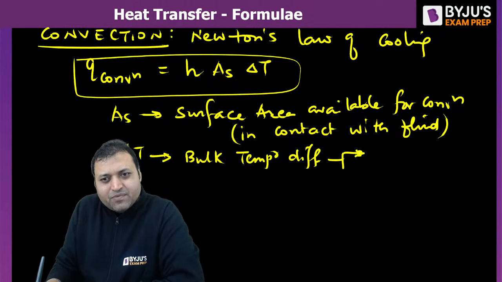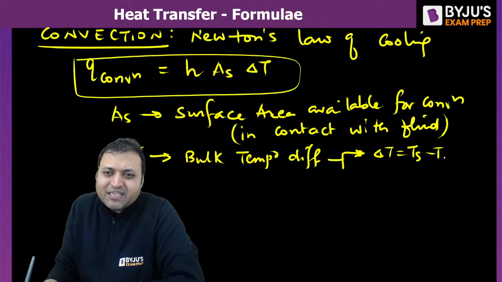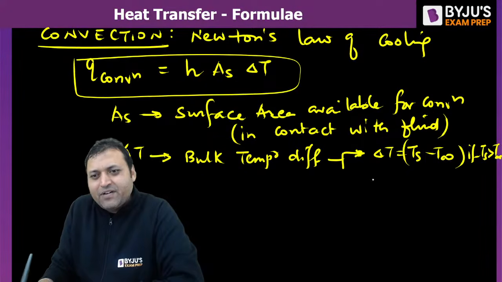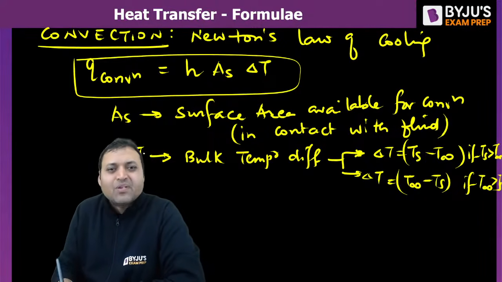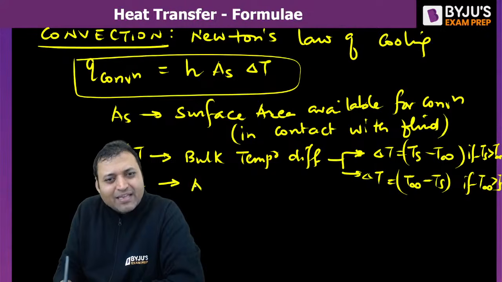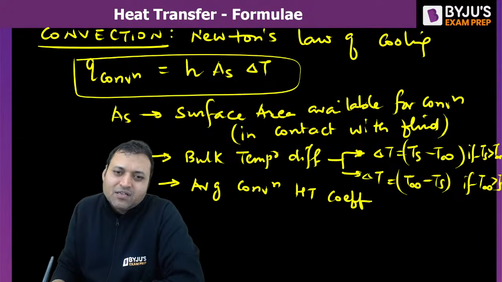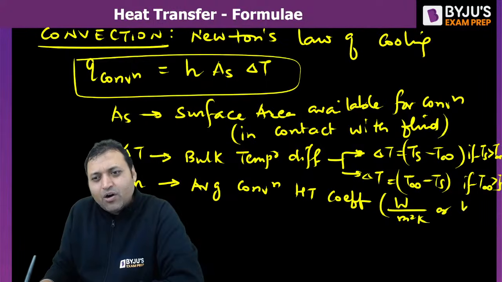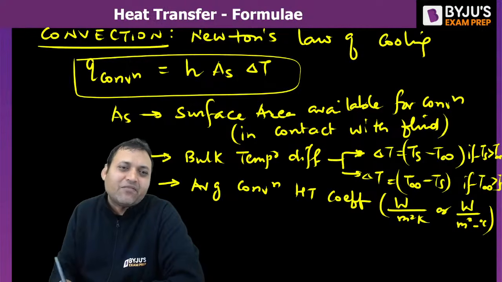So if Ts is greater than T infinity, delta T is equal to Ts minus T infinity. T infinity is the fluid temperature. Or delta T is equal to T infinity minus Ts, if T infinity is greater than Ts. And what is H? H is called the average convection heat transfer coefficient. The unit of H will be watt per meter square Kelvin or watt per meter square degrees Celsius, right? H is the average value of the convective heat transfer coefficient.